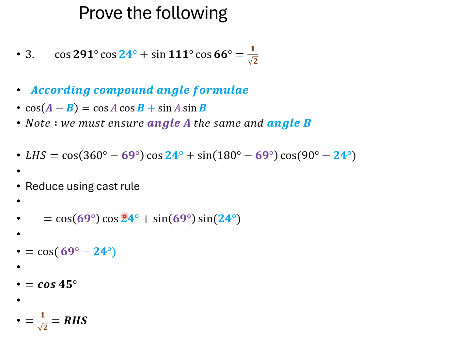So whenever I bring in 90, cos changes to sine, or sine changes to cos. So now I have 69, 24, 69, 24. I have cos, cos, sine, sine. So if I reduce using that, that gives me cos(69 minus 24), which then becomes cos 45. And cos 45, special angle, is 1 over square root 2. If you try to use your calculator, it's going to give you square root 2 over 2, but the real value without the calculator is 1 over square root 2. Remember, your calculator rationalizes the denominator. That equals my right hand side, and therefore that identity is proved.